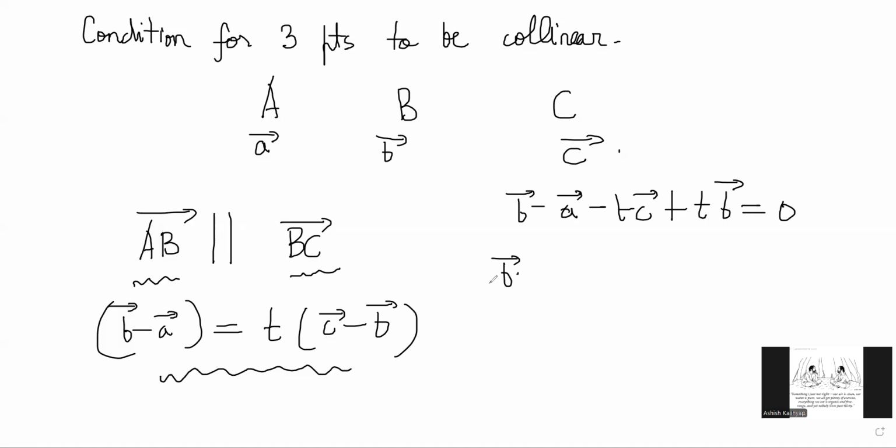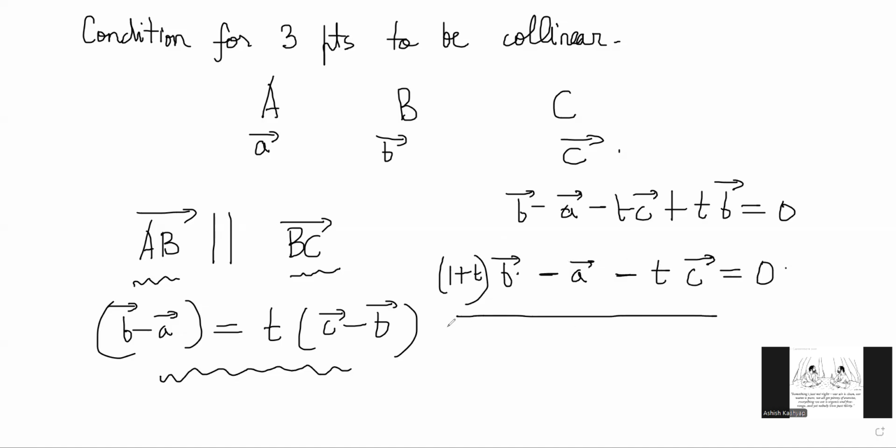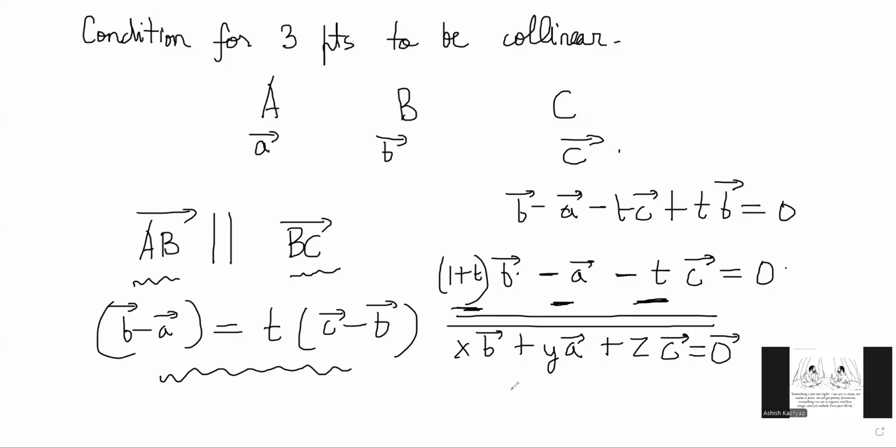So we'll say B multiplied by 1 plus T, minus A, minus T times C is equal to 0, right? Correct? Do you see what is happening here? These are scalars, no? See these scalars: x times b, y times a, z times c, right? Where x is 1 plus t, y is minus 1, and z is minus t, correct?